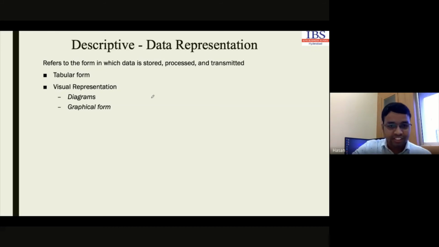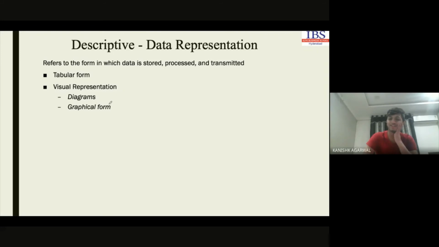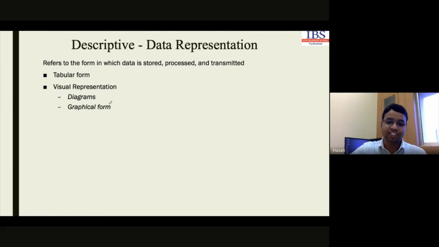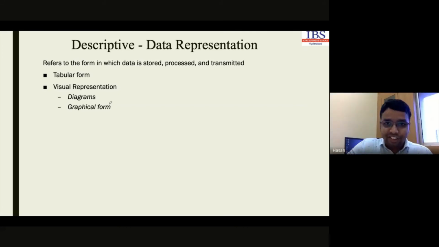Question for you. What about pie chart? Pie chart is graph only, no? Pie chart is a diagram. Pictogram? Okay. So everything we'll discuss whenever it comes. It is there in your syllabus. Don't worry, I'll definitely discuss.